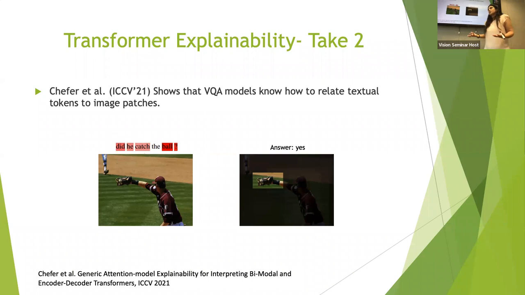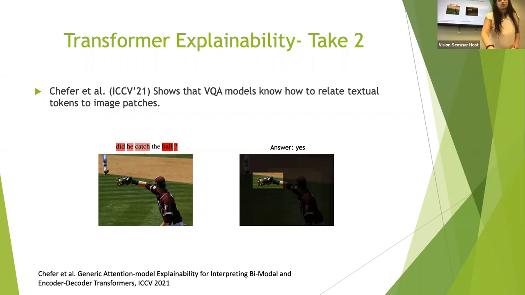So the question here is, assuming that the model answers the question without seeing the image, how do we really measure the accuracy of such models? So you can use explainability to ensure that the model actually used the image and the correct parts of the image to make the prediction. For example, here, the question is, did he catch the ball? We see that the player actually caught the ball, and the answer is yes, but we also see that the model focused on the right parts of the image. So we can really tell that the model made the prediction based on the image and not just the question.